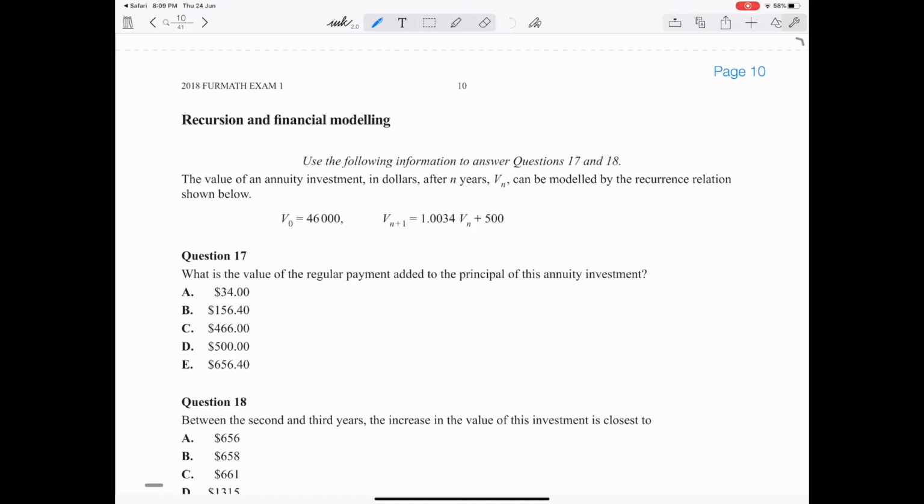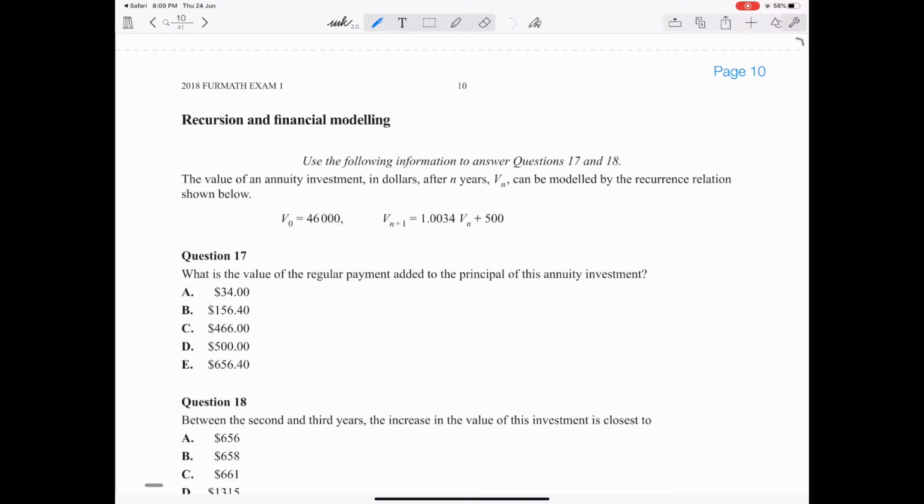Hi everyone, so today I'll be going through the recursion and financial modeling section of the 2018 Further Maths Exam 1. So question 17, the value of an annuity investment in dollars after n years, VN, can be modeled by the recurrence relation shown below. What is the value of the regular payment added to the principal of this annuity investment?